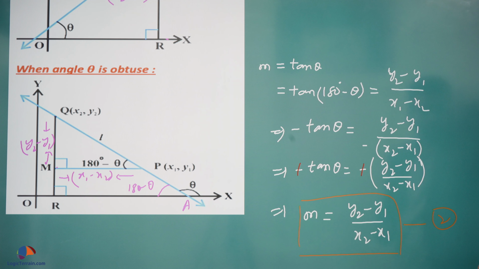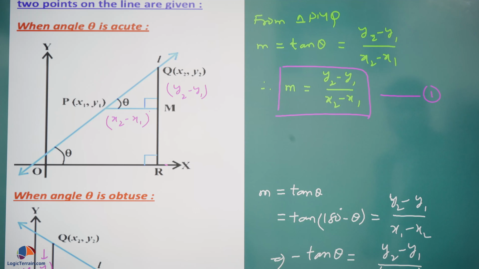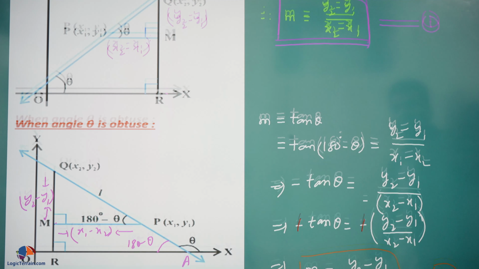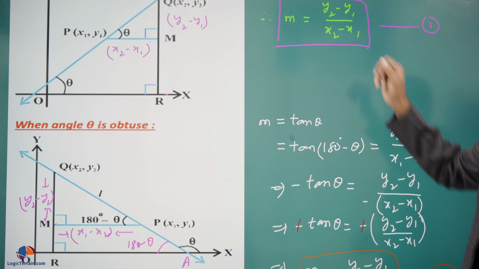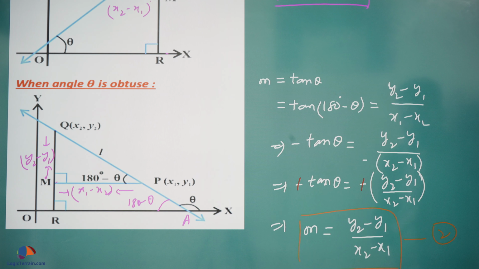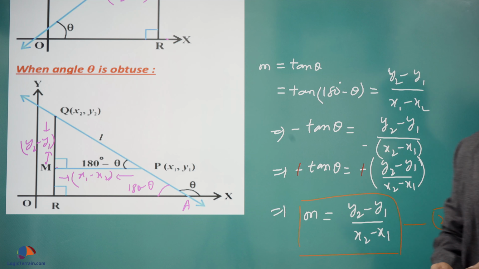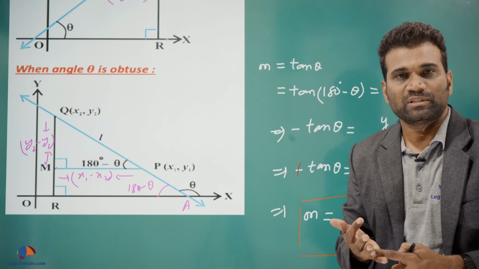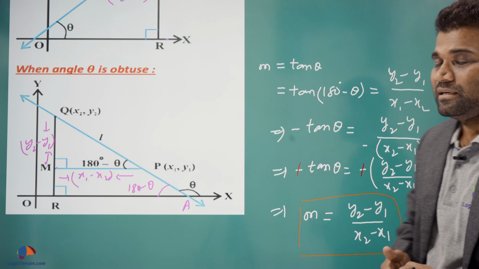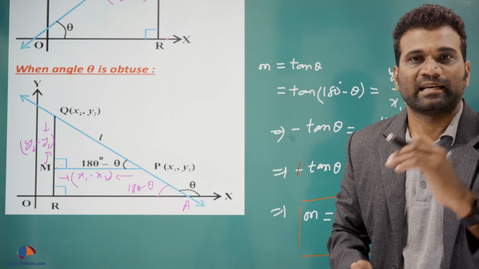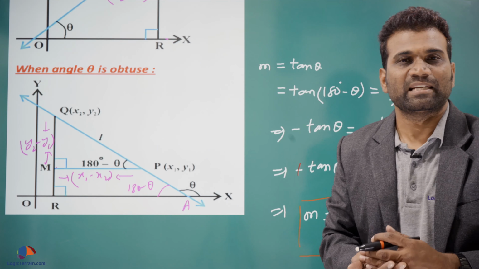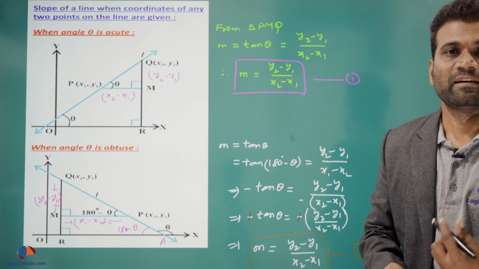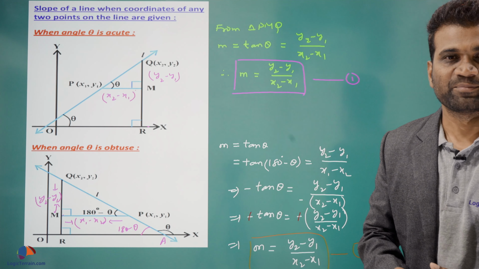Now look here, from 1 and 2 we got the same slope, that is y2 minus y1 upon x2 minus x1. Here also y2 minus y1 upon x2 minus x1. So regardless of theta, whether it is acute or obtuse, the slope formula for any given 2 points on a straight line is y2 minus y1 upon x2 minus x1. Clear? This is the formula of slope when 2 points on a straight line are given.